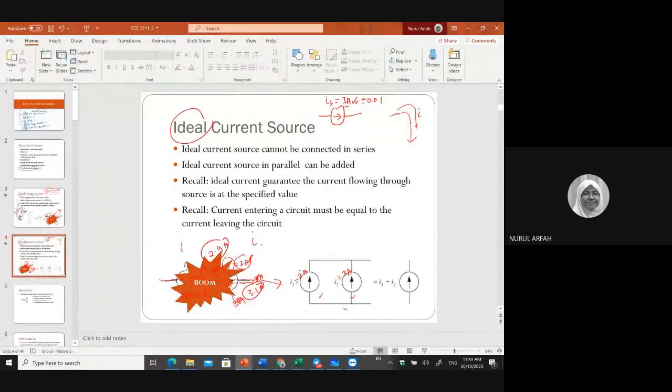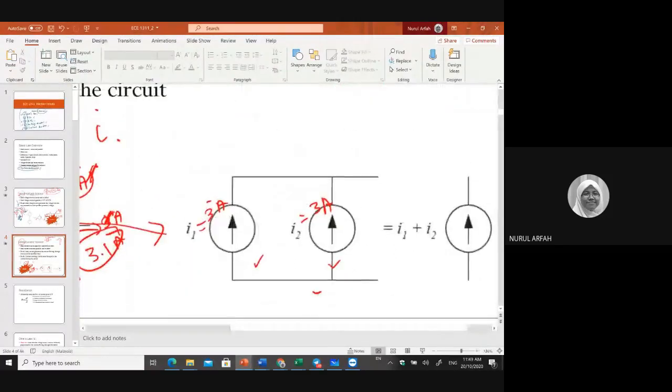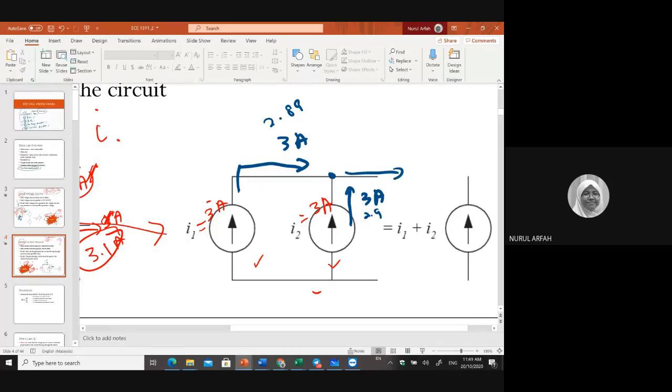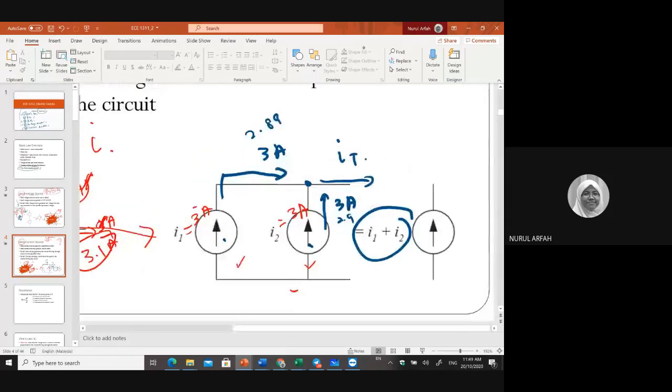All right, now if you put it this way, then these 3 amps coming from here can be added with 3 amps here. Even though both maybe will give you in real life 2.9, maybe 2.89, these two can be combined at this point. And then this is the I total. Meaning to say, in parallel you can add both currents. That's why you will get I1 plus I2.